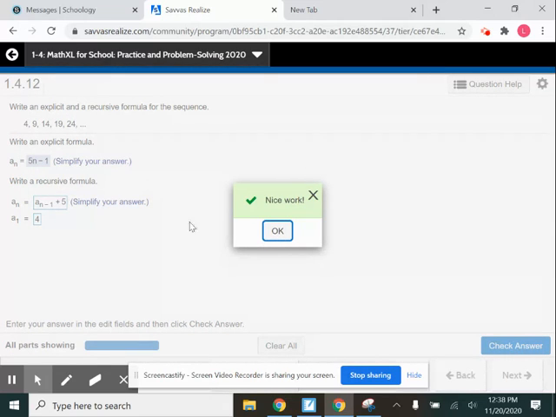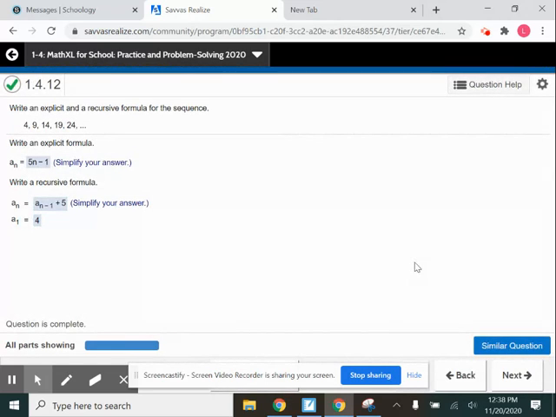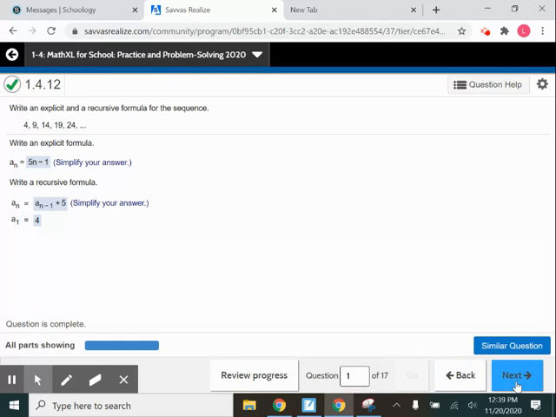So again, for the recursive, instead of making it the piecewise function, they actually just kind of split that up there. And that was it for this question. If you want to try a similar question, you can click similar question. Otherwise, you want to click next, because if you just keep clicking similar question, you're not actually going to progress through the problems that you have.